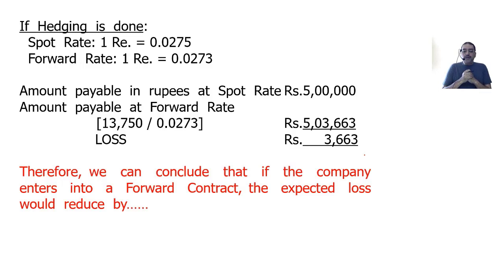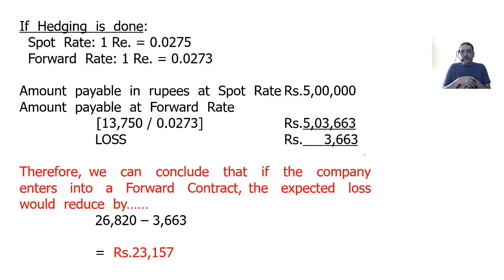If the company enters into a forward contract, the expected loss would reduce by 26,820 minus 3,663. That is 23,157.